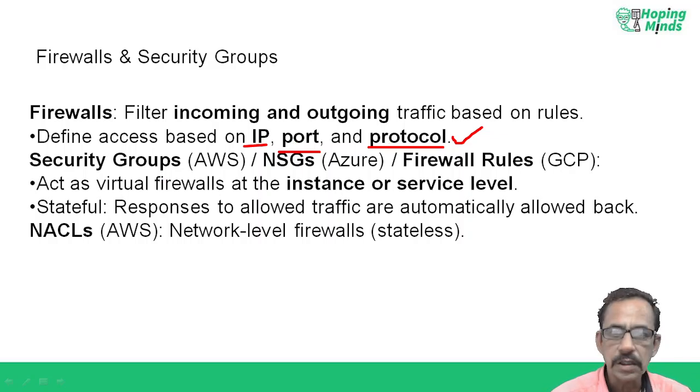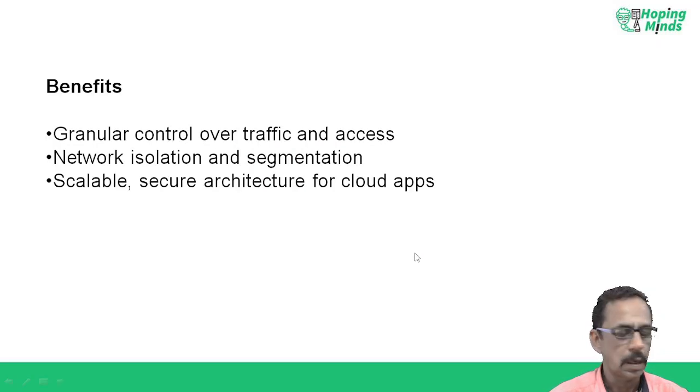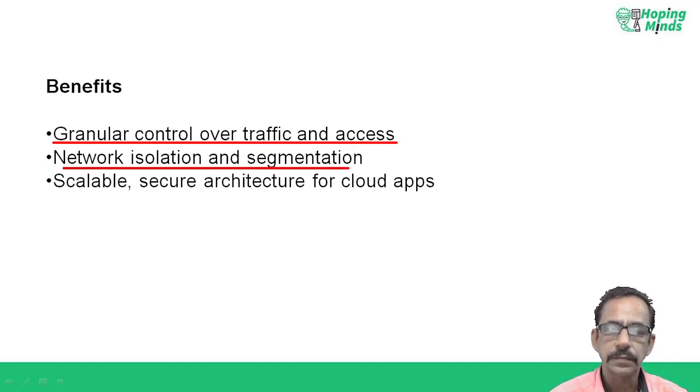Security group, I have already discussed, works at the instance or service level. Stateful, I have explained to you, automatically routes the traffic back. NACL, network access control list, or the network level firewall, is stateless. Stateless means we have to configure both inbound and outbound rules. Benefits: granular control of the traffic and access, which I have explained, network isolation and segmentation, and a scalable and secure architecture for the cloud.